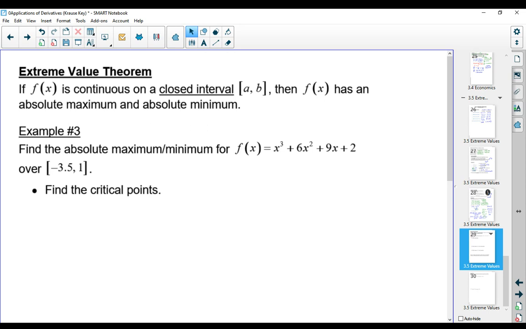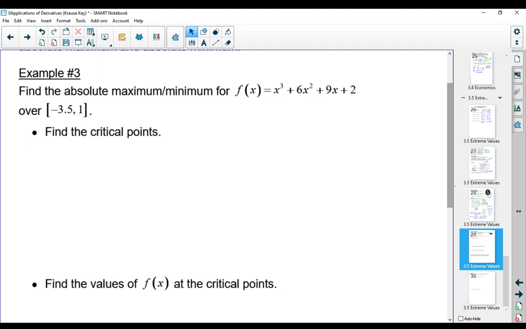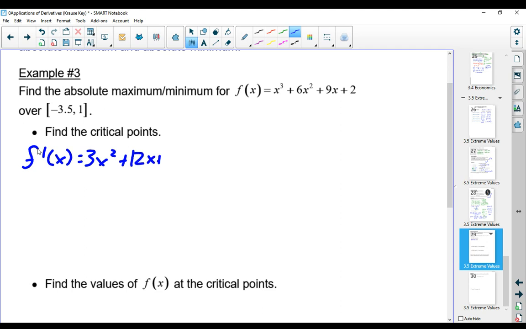So we're going to look at this example here. It says find the absolute maximum or minimum for f of x equals x cubed plus 6x squared plus 9x plus 2 over the interval negative 3.5 to 1 inclusive. All right, so the steps that we would follow, the first thing you're going to do is find your critical points. And so that means we're taking the derivative. So 3x squared plus 12x plus 9.